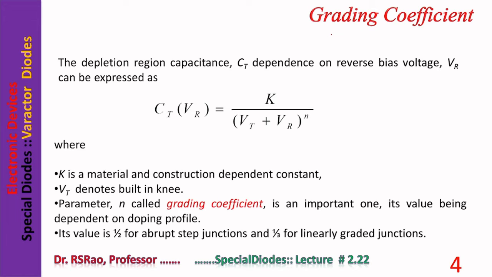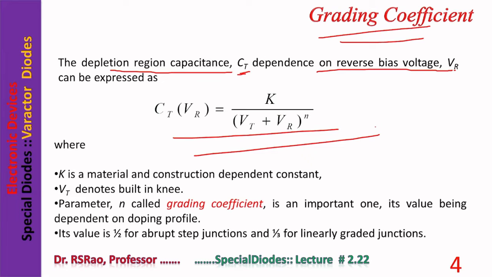We introduce now a parameter. It is called grading quotient. It is an important quotient pertaining to Varactor diodes. The depletion region capacitance CT depends on reverse bias voltage VR, and this relation can be expressed in the form of a formula. CT, transition capacitance, depends upon VR, reverse bias voltage. The dependence is given by K by (Vt plus VR) power n. Small n is there. What is K in this formula?